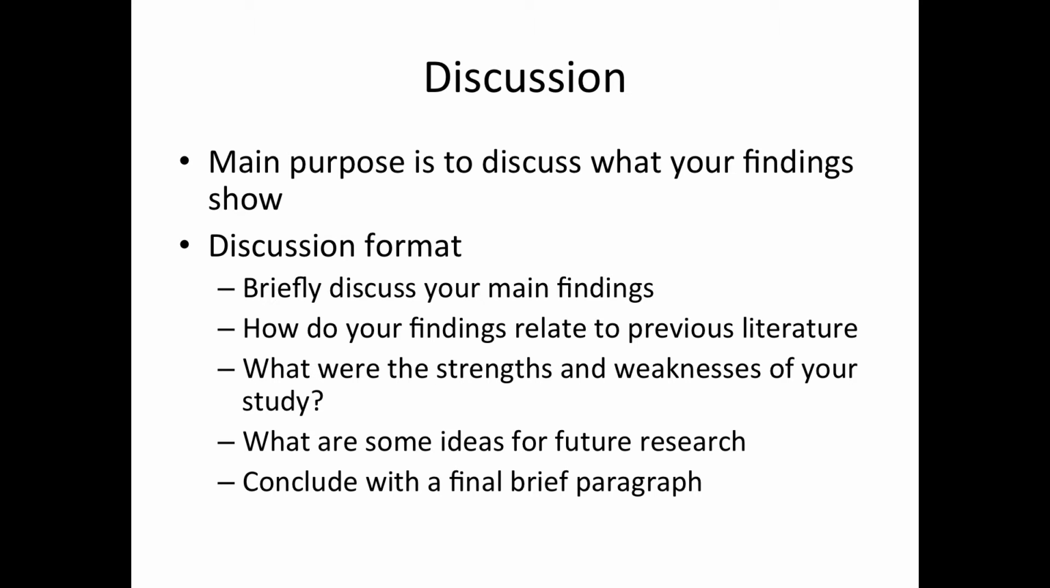So that's the discussion, and Joe and Eglantine will be able to help you with that if you have any more questions about it. But again, just discuss your main findings. How do your findings relate to previous literature? That can all be one paragraph. What are the strengths and weaknesses of your study? Another paragraph. Some ideas for future research, and then a conclusion. And if you don't have the words for a conclusion, you can just end that with a couple of sentences. It doesn't have to be a full paragraph.